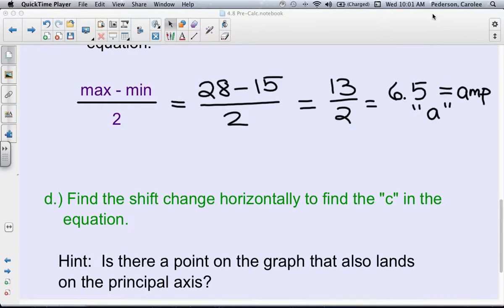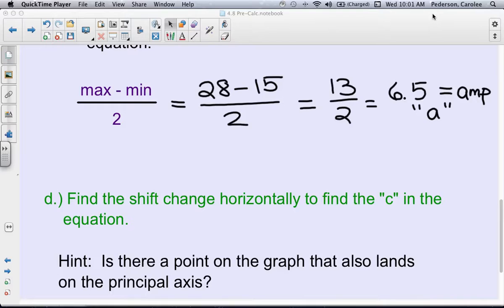All right, this is 4.8, day 2. We're finishing the problem where we had the average temperatures of Cape Town. Now we want to find out how much does my graph shift to the right or to the left. And this is a little harder to tell. And the easiest way to tell is where does it maybe touch on that principal axis.